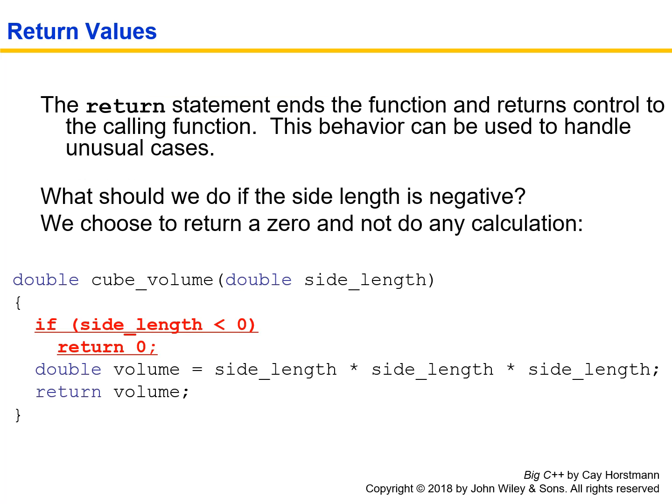What about return values? The return statement ends the function and returns a value to the calling function. So we can use return statements to end the function early, short circuit the function in a way, if we find something that's an error or a special condition that we want to handle separately. For example, if the side length were negative, there's no point in going on and calculating the volume of a cube that has a negative side length, so we'll just return 0 and end our function early.